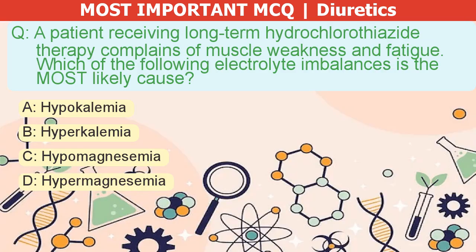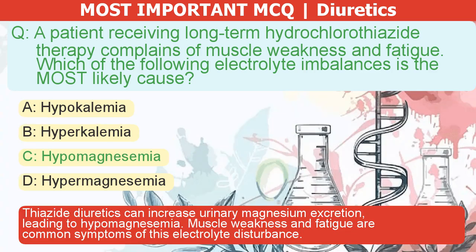A patient receiving long-term hydrochlorothiazide therapy complains of muscle weakness and fatigue. Which of the following electrolyte imbalances is the most likely cause? A. Hyperkalemia, B. Hyperkalemia, C. Hypomagnesemia, D. Hypermagnesemia. The correct answer is C. Thiazide diuretics can increase urinary magnesium excretion, leading to hypomagnesemia. Muscle weakness and fatigue are common symptoms of this electrolyte disturbance.